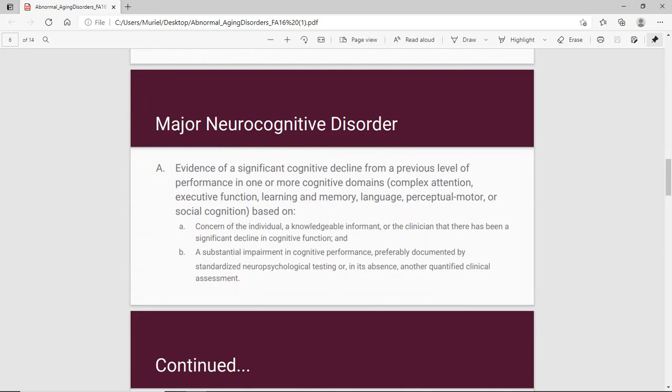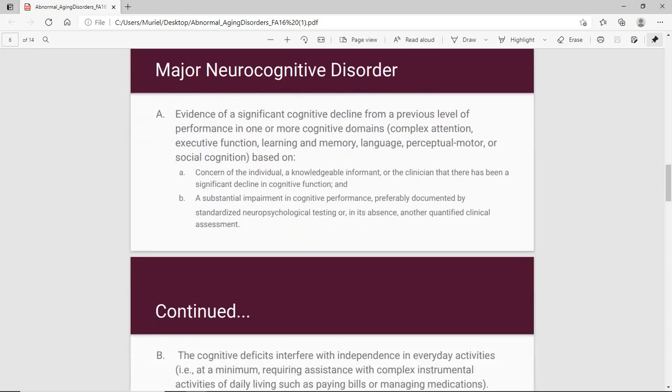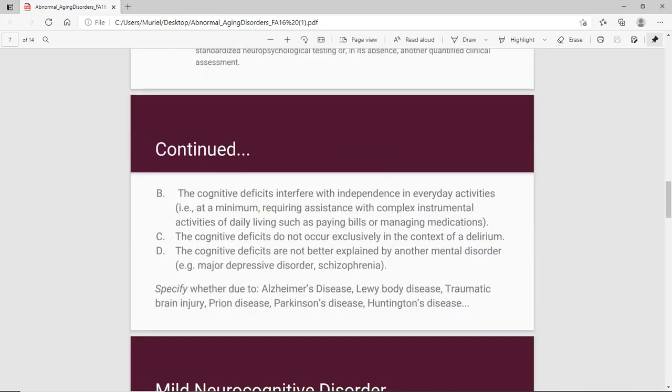Major neurocognitive disorder. A, evidence of significant cognitive decline from a previous level of performance in one or more cognitive domains. So complex attention, executive function, learning and memory, language, perceptual-motor, or social cognition. So it's a loss in one of those things or more, based on concern of the individual, a knowledgeable informant, or the clinician that there has been a significant decline in cognitive function, and a substantial impairment in cognitive performance, preferably documented by standardized neuropsychological testing, or in its absence, another qualified clinical assessment.